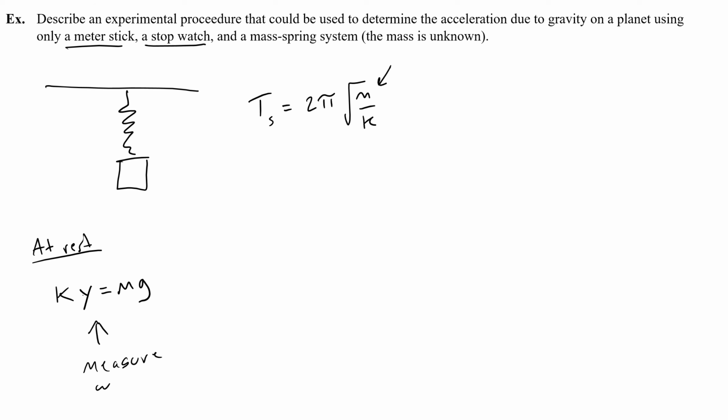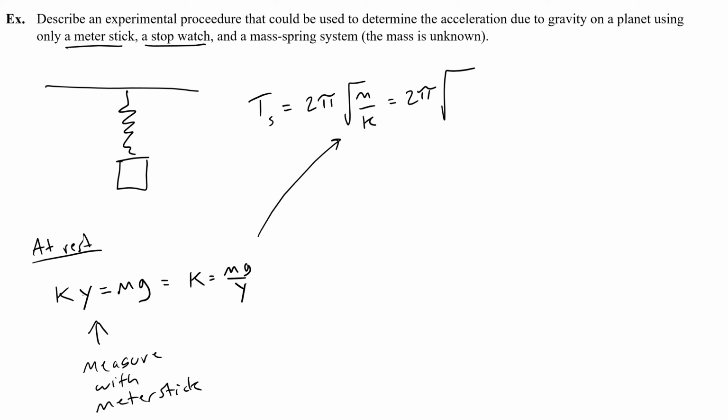Measure with meter stick. Okay, great. And if I want to, I can substitute this into my equation for k. So I'm going to rearrange this and get k equals mg over y. Then I'm going to plug that in here, and I'll get 2 pi times the square root of m over mg over y. But really that y is going to go up top here. And doing this is a really cool move.